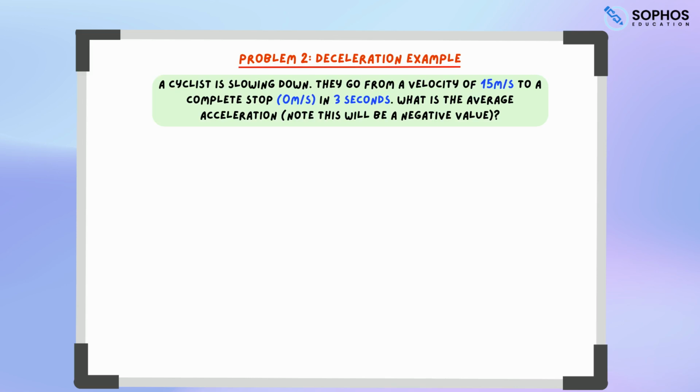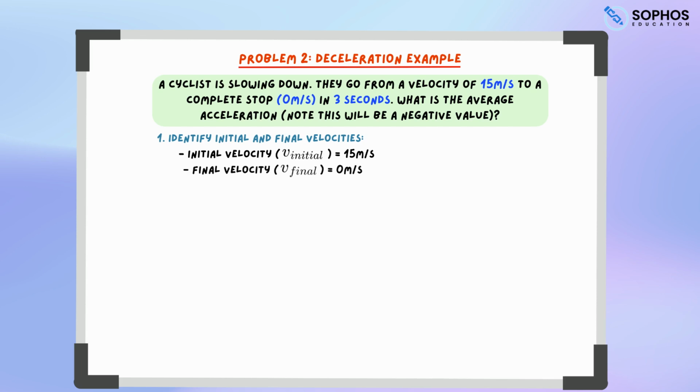A cyclist is slowing down. They go from a velocity of 15 meters per second to a complete stop, 0 meters per second, in 3 seconds. What is the average acceleration? Note this will be a negative value. First, identify the initial and final velocities. The initial velocity is 15 meters per second and the final velocity is 0 meters per second.